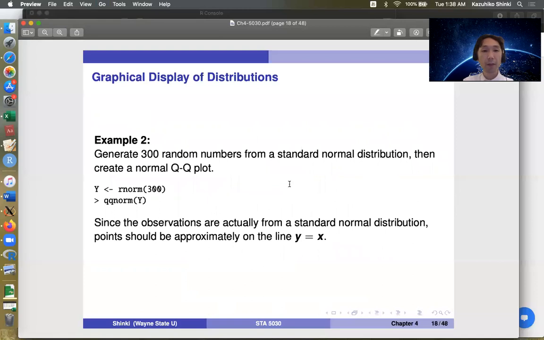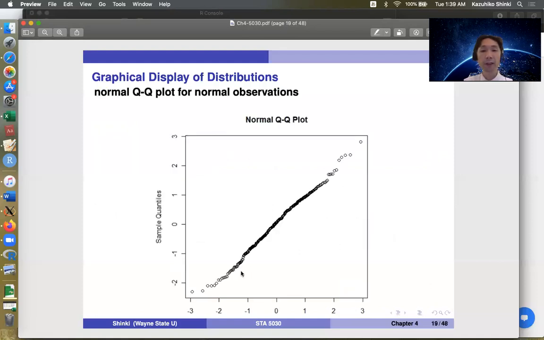One example: generate 300 random numbers from a standard normal distribution, so the assumption is actually correct. Then create a normal QQ plot. The qqnorm function applied to these observations makes the QQ plot. It's very simple code because it's used often in statistical analysis. Then the result is here.